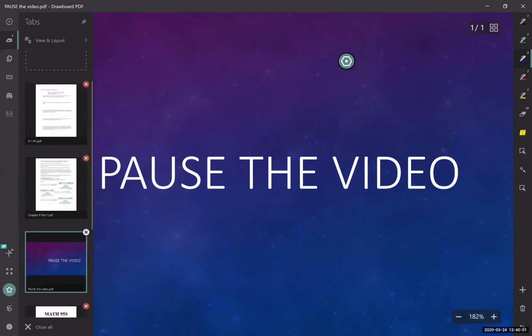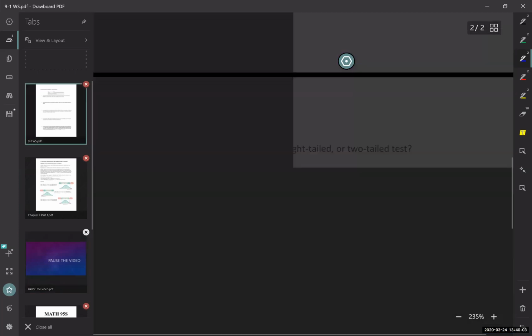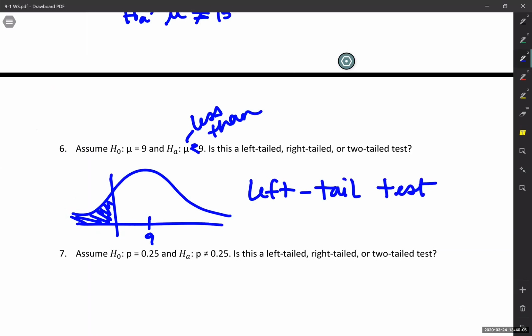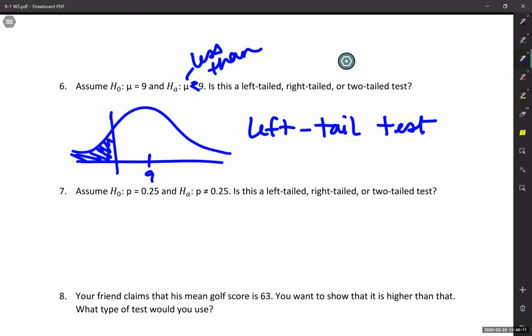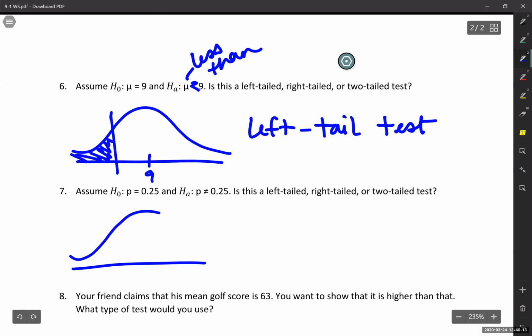And we're back. So here we have our worksheet where we left off on number 6. And so for 7, we have a situation where it doesn't say less than or greater than. It just says it's not equal. And notice I don't care about P or mu when I'm looking at this picture. Both of the situations, whatever it's equal to, is going to be that number in the middle.